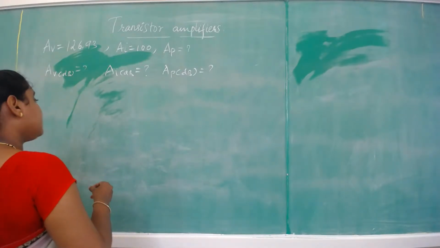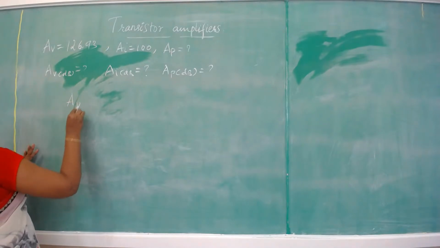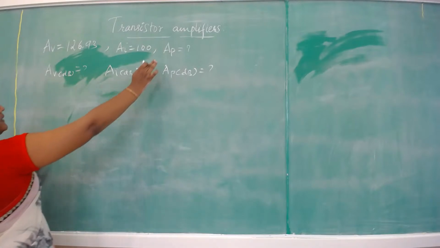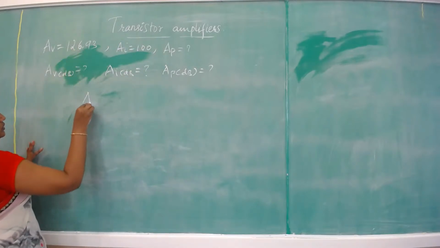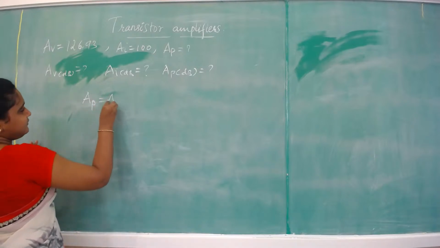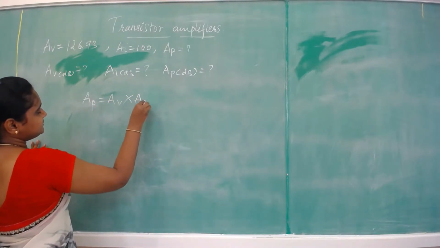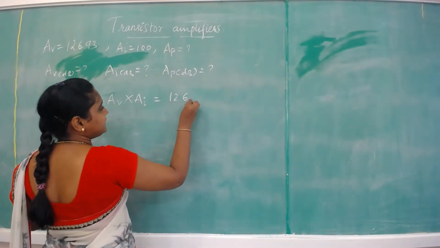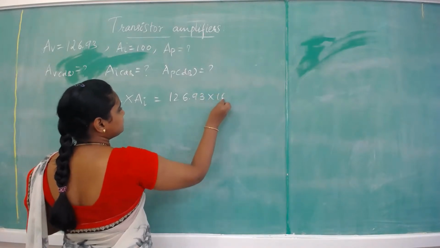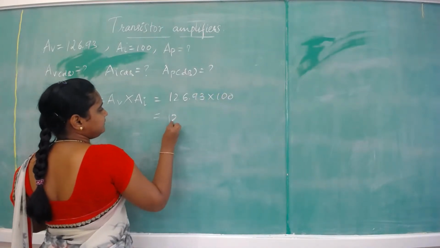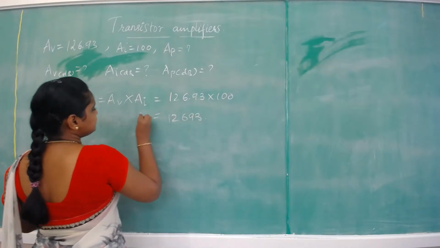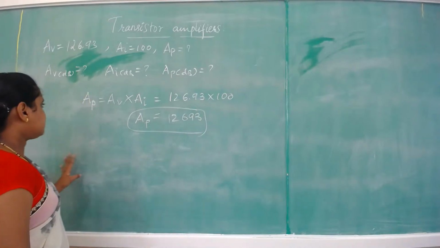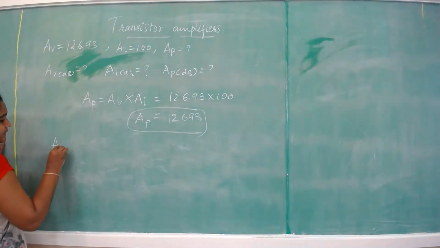Now, first we will just compute the value of AP because it is just the product of the voltage and current gains, AV into AI. 126.93 into 100 is 12693, which is AP in normal representation.